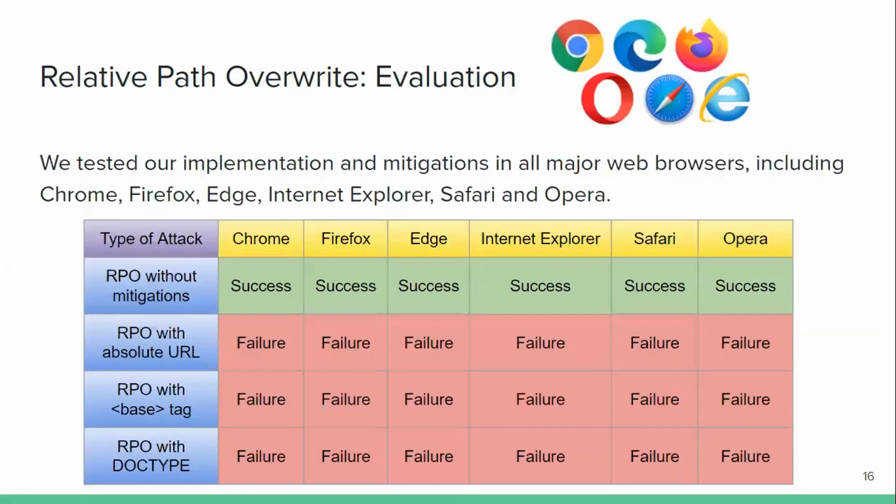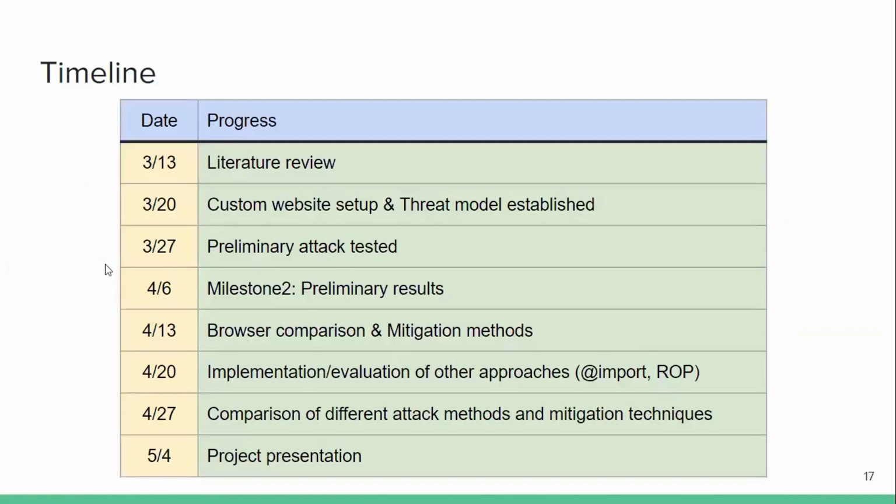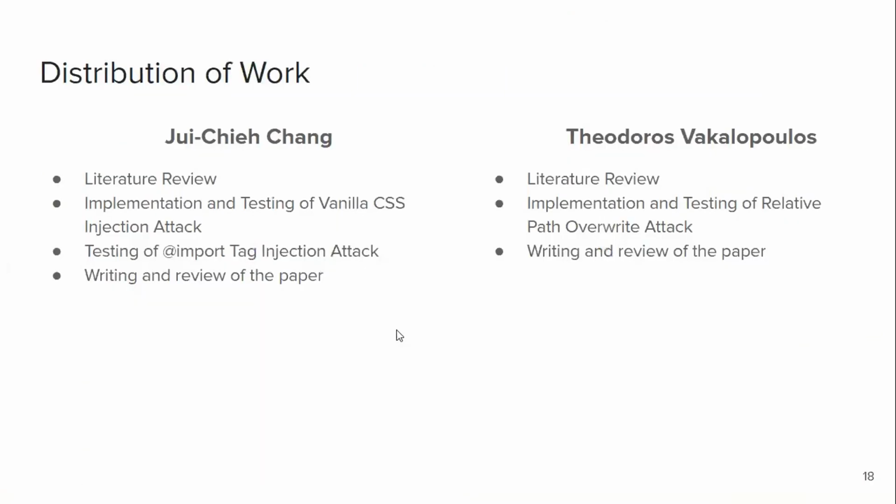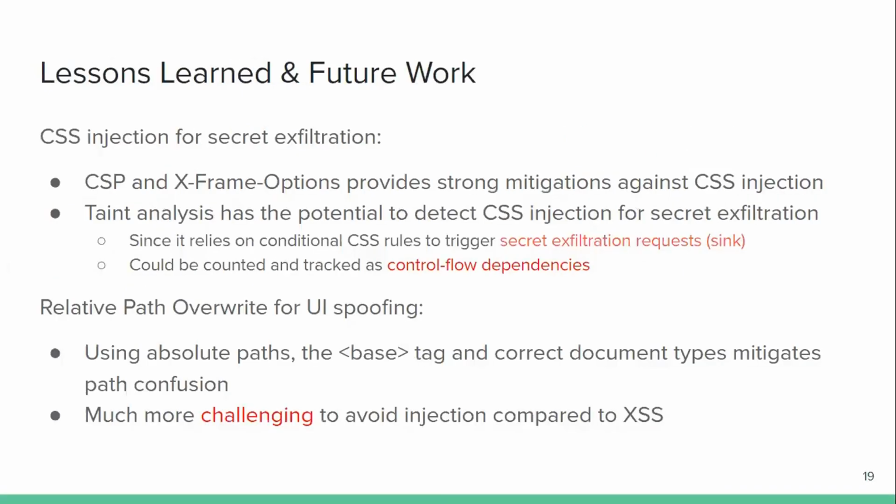We tested the implementation in all major browsers and succeeded in all cases. Then we tested each mitigation separately, and surprisingly, it seems that all of them are adequate to thwart this attack in all browsers as shown in the table. Here is our timeline with the tasks we completed each week, and here is the distribution of the work between me and Ray. To sum up, it is important to highlight that CSS, although seemingly benign, can be leveraged for secret exfiltration as well as UI spoofing.